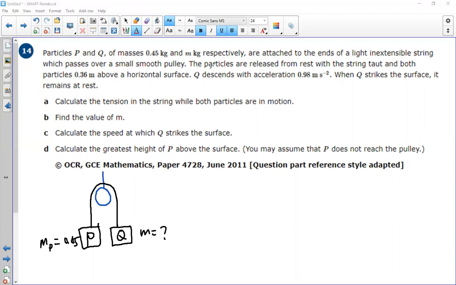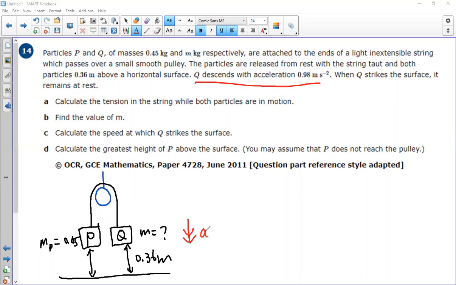Right, then it says the particles are released from rest with the string taut and both particles 0.36 meters above the horizontal surface. So that means they've been held at the same height. So this distance here is the same for both, 0.36 meters. Then it says Q descends with acceleration 0.98. Aha, so here this is quite important. Q starts to travel downwards. So we can then label on the diagram acceleration downwards, and that's 0.98.